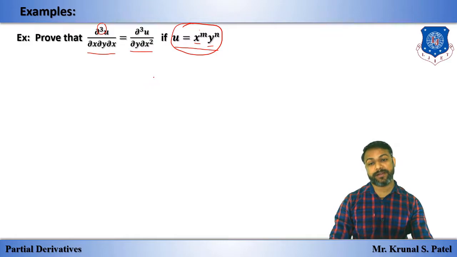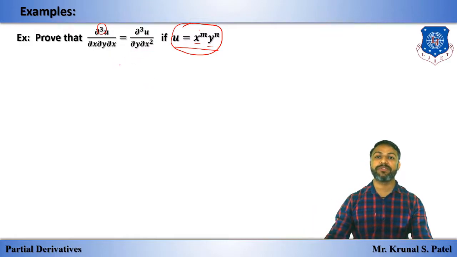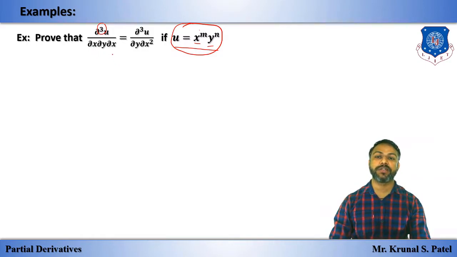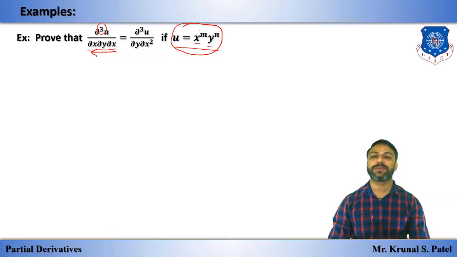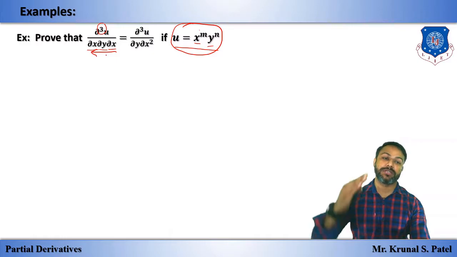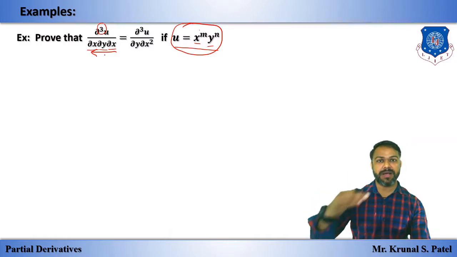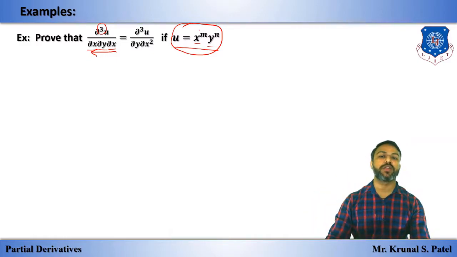But in which order? As I told in the previous slide, if this form is given, then you have to go in this direction. That means first you differentiate the given function with respect to x. Whichever answer you get, that answer is differentiated with respect to y, and again that answer is differentiated with respect to x. That means 3 times differentiation successively, one by one. Okay, but in this order only.